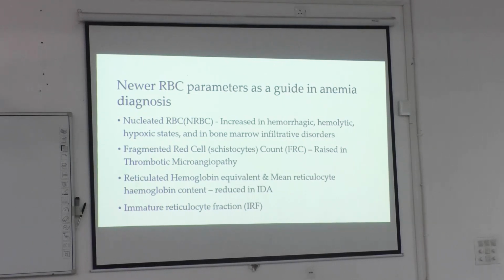Newer RBC parameters, you can skip this thing, only nucleated RBC you can remember, nucleated RBC. So, this is a very early parameter. Nucleated RBC is a very early parameter of increased bone marrow activity, because RBC initially it is nucleated there, then it loses nucleus, then comes out in the blood. If it is pushed too frequently, too early, nucleated RBC would come in the blood. That's the only thing.